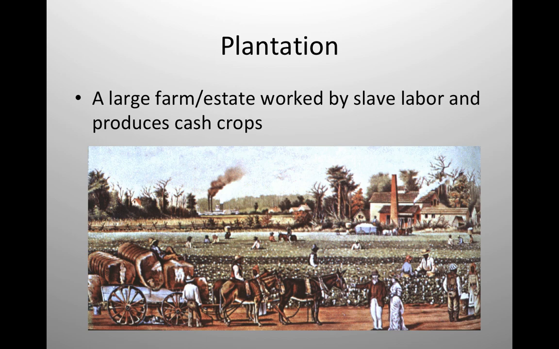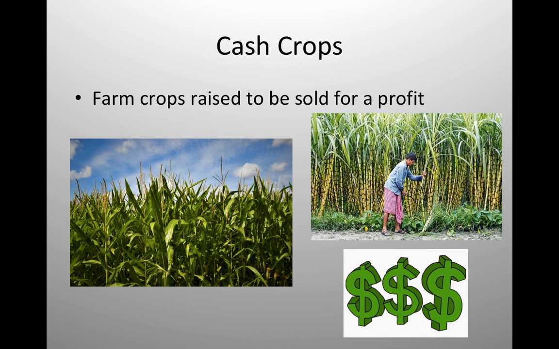So a plantation: a large farm or estate worked by slave labor that produces cash crops. Plantation. This word is going to come up a lot this unit and for the rest of the school year. One more word, here we go. The last word is cash crops. And these are farm crops raised to be sold for a profit.